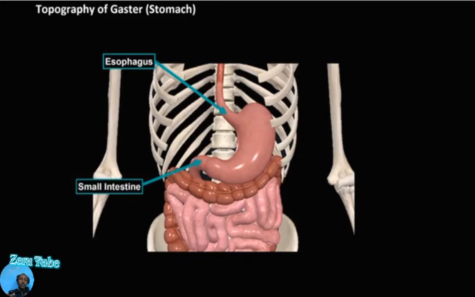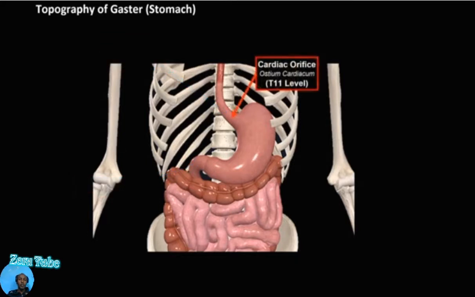So at the junction of esophagus and stomach, we can get one orifice which is called cardiac orifice. So this cardiac orifice is the orifice which is located between the esophagus and the stomach. And when we compare the location of this orifice, it is found at the level of T11. This orifice separates the esophagus from stomach.